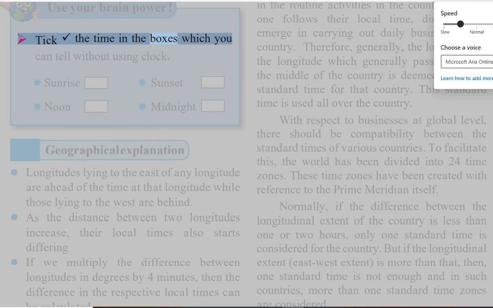Use your brain power. Write the time in the boxes which you can tell without using a clock. Sunrise, sunset, noon, midnight.